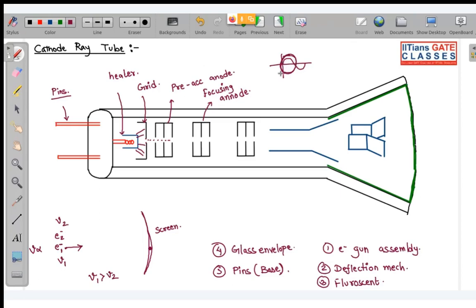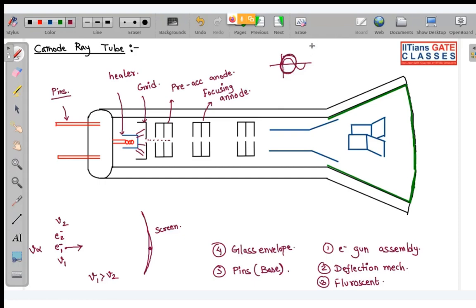So what you are going to do is increase, meaning there will be some knob for manipulating this focusing anode, where you change the voltage supplied to the focusing anode, so that it focuses more on this particular part. It focuses more, so that you get this much part of the signal intensified.